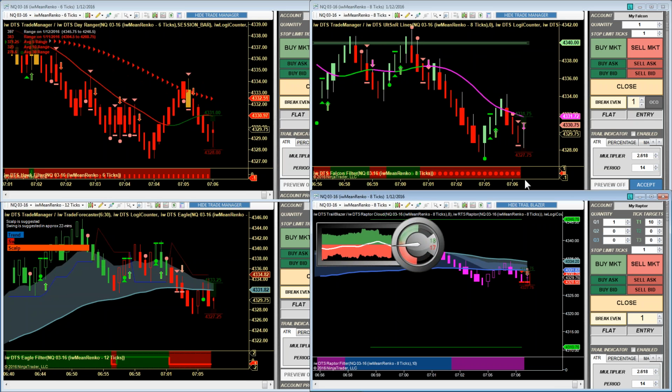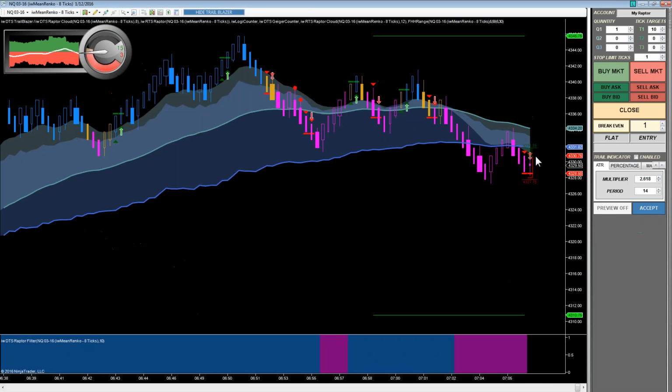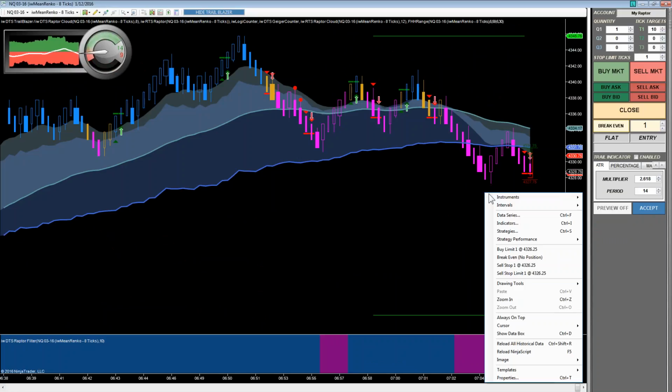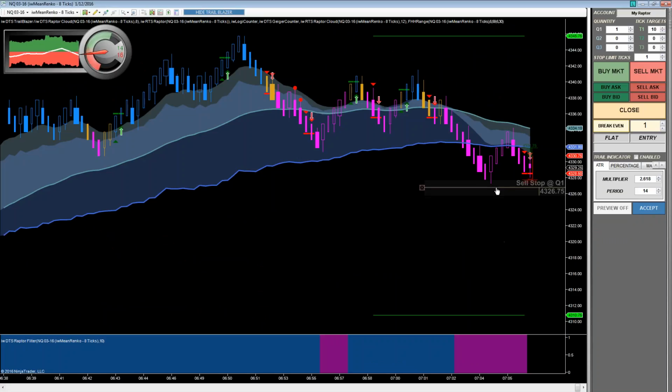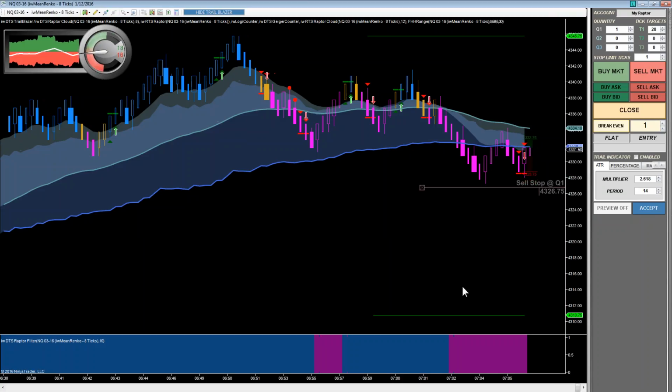The Raptor giving us a little bit of a cloud crossover type signal. This is a type of signal where I would probably take it, you know, below the low. Remember, most breakouts fail, so we want to be careful. Actually, what we'll do is I'll just throw one in as a runner.